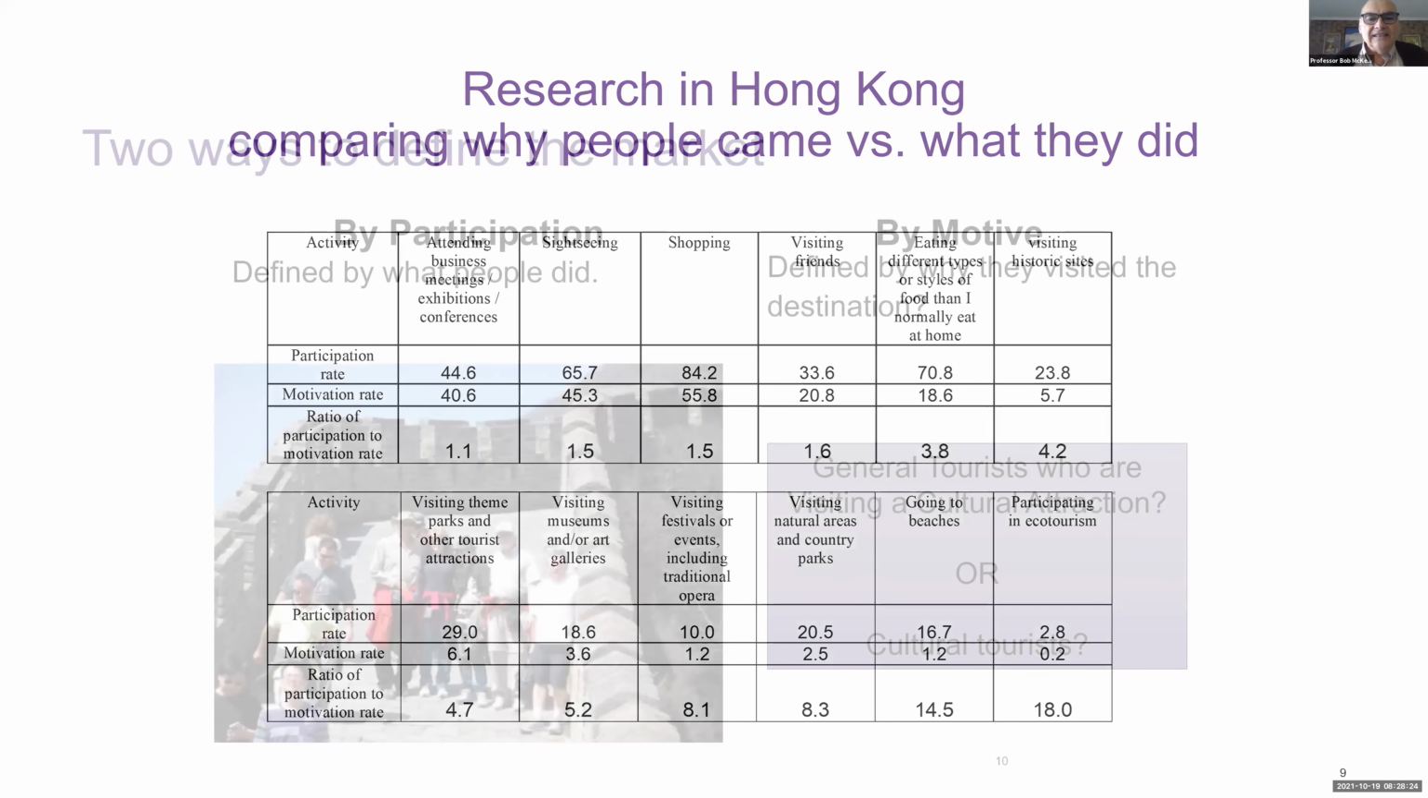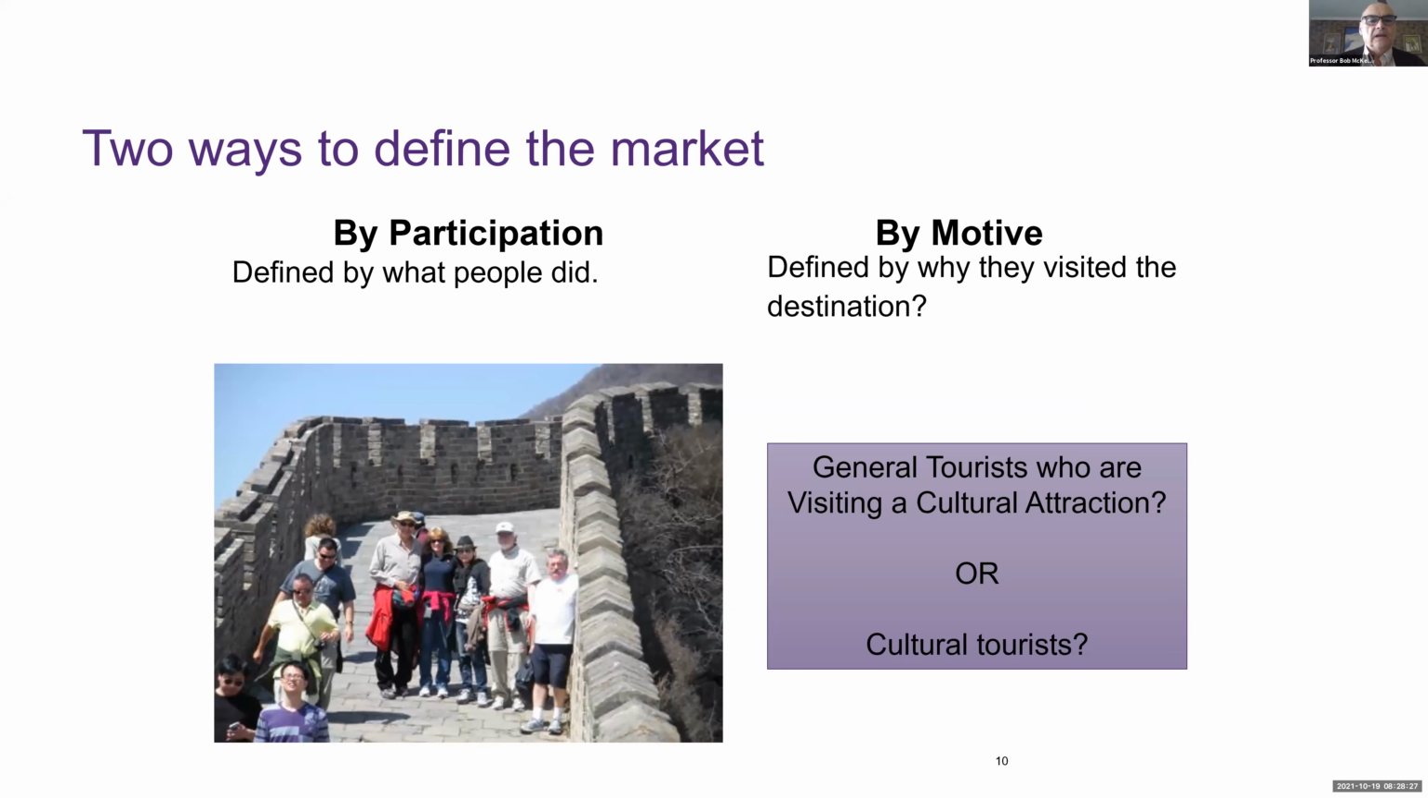And so that leads to the question of 2 ways to define the market. You can either define the market by what people did in the destination, or you can define the market by why they visited. And this leads to some confusion in use of the English language. We call people cultural tourists because it's a very simple expression. Cultural is the adjective that describes a type of tourist. But when you label people cultural tourists, just the same as business tourists or the same as pleasure tourists, what you're really talking about is trip purpose. When in fact, most of the research and most of the activities that people engage in are general tourists who visit a cultural attraction.